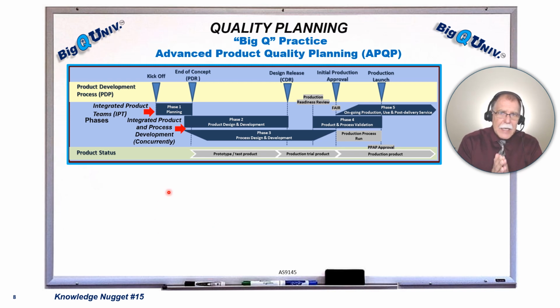Advanced Product Quality Planning is a product realization methodology that's made up of 5 phases. Phase 1 is planning. Phase 2 is product design and development. Phase 3 is process design and development. Phase 4 is product and process validation. And phase 5 is production launch, ongoing production, use, and post-delivery service. Now, this 5-phase product realization methodology is meant to be integrated in an organization's existing product development process, or PDP.